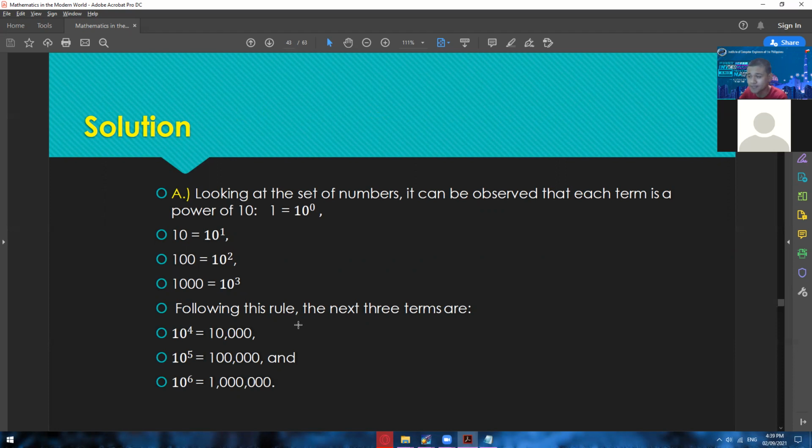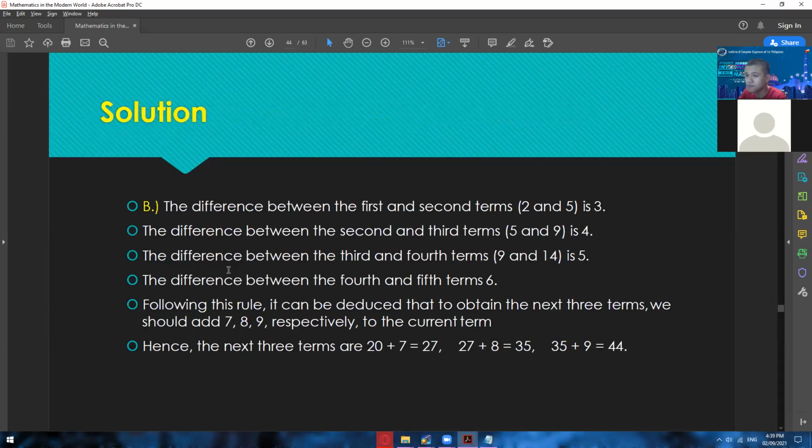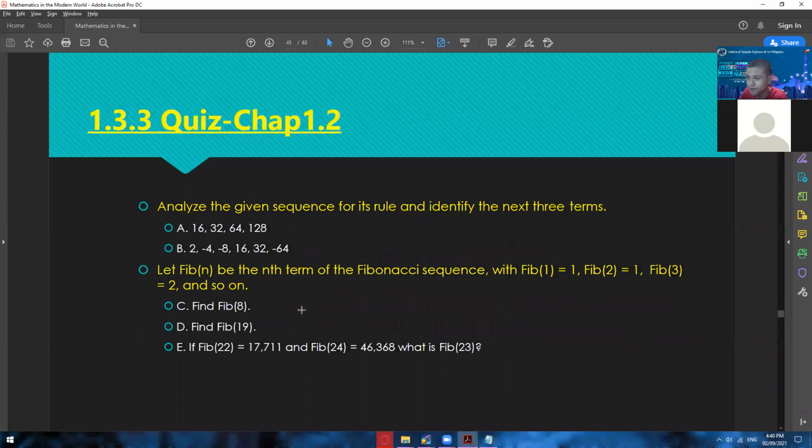And then for letter B, the difference between the first and second term is 3, and then the difference between the second and third is 4. As you can see, the pattern is incrementing by 1 only. So plus 3, plus 4, plus 5, plus 6. The next one is plus 7, the next one is plus 8, and then the last one is plus 9, in which we were able to come up with 27, 35, and then 44. So very, very easy.